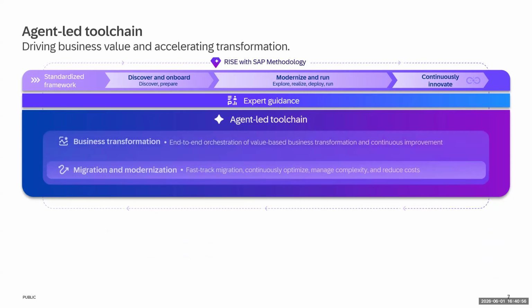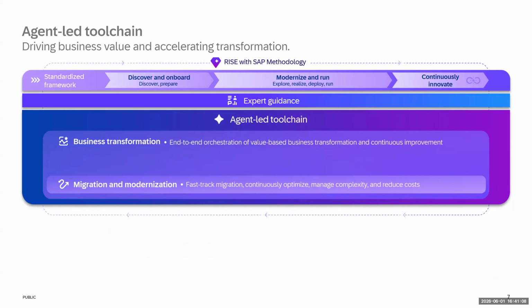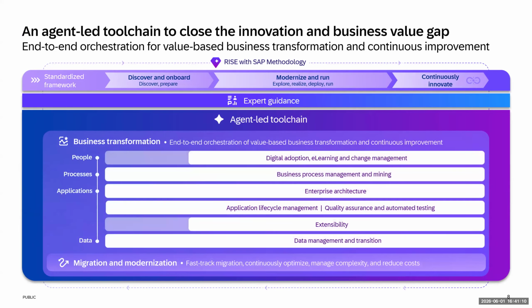And now taking a look at what is also part of the agent-led tool chain with business transformation. We are looking at the end-to-end orchestration of value-based business transformation and some continuous improvement on top.